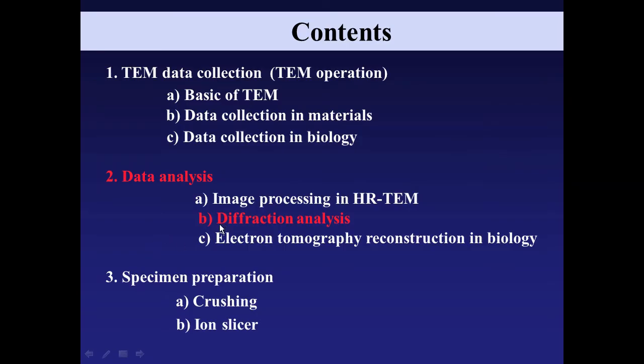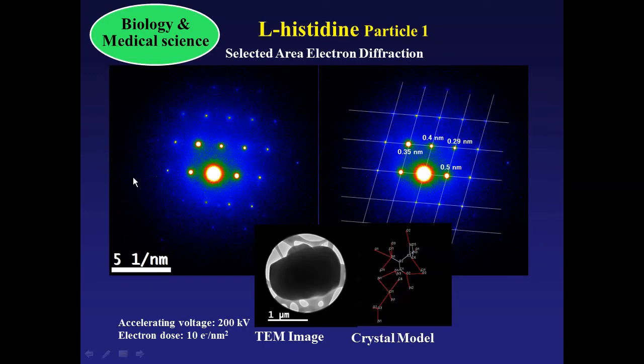Also, here is another electron diffraction analysis like this. This is an example of organic material. The specimen was L-histidine. We are very familiar with L-histidine as a food or medicine, but the crystal has very high beam sensitivity. We can make a nano-beam diffraction from this crystal image.